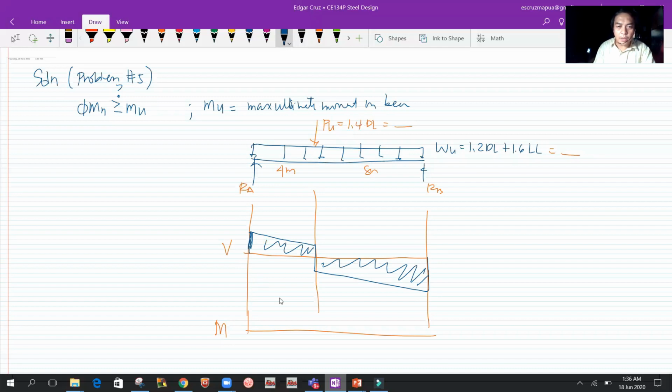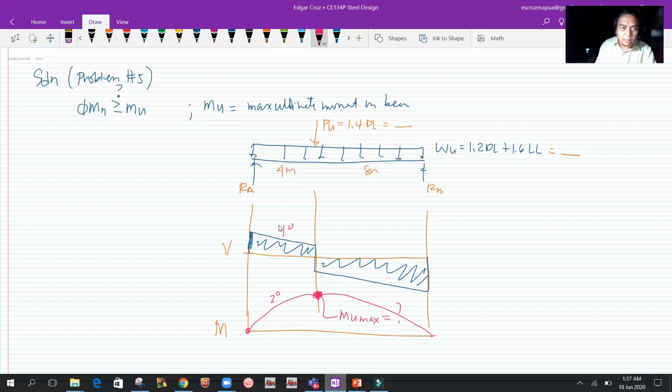Pag na-drawing mo na yung shear diagram, you could now do the moment diagram. So the moment at A is 0, tapos yung moment dito would be equal to the, kasi first degree to eh. This would be second degree. Decreasing shear, decreasing slope. So pag ganun. So second degree. Tapos yung trapezoid naman, ganun ulit. So you need to identify the magnitude of this. And this would give you the MU maximum. So yan yung aalamin natin.